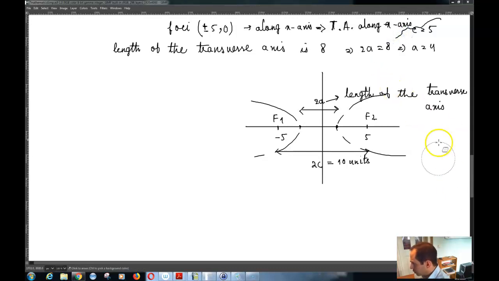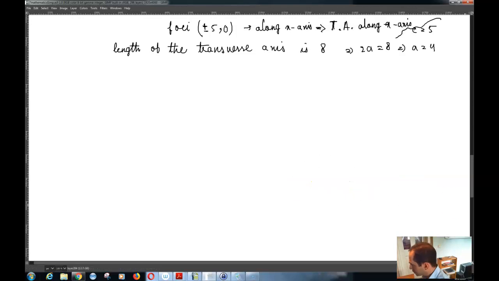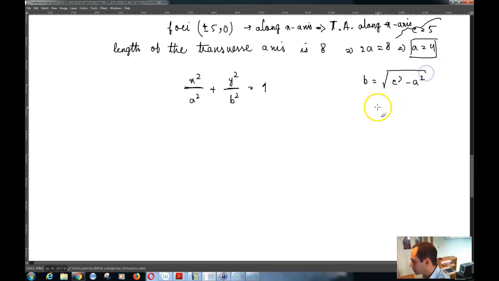So now I have enough information to write the equation of this hyperbola, meaning that since the transverse axis is along the x-axis, I can write x squared over a squared minus y squared over b squared is equal to 1. I know my a is equal to 4, and then I can calculate my b as the square root of c squared minus a squared, which is the square root of 25 minus 16. 25 minus 16 is equal to 9, so that's the square root of 9, which is equal to 3. So my b is equal to 3.